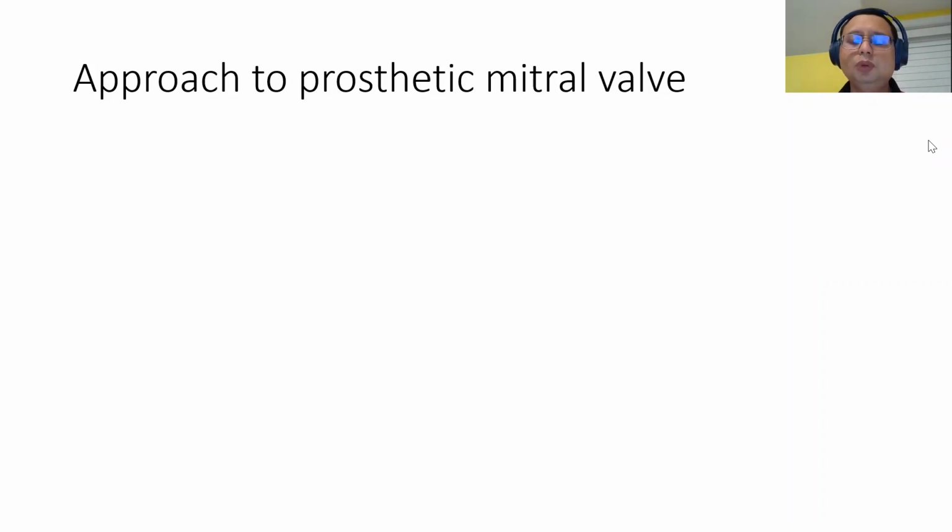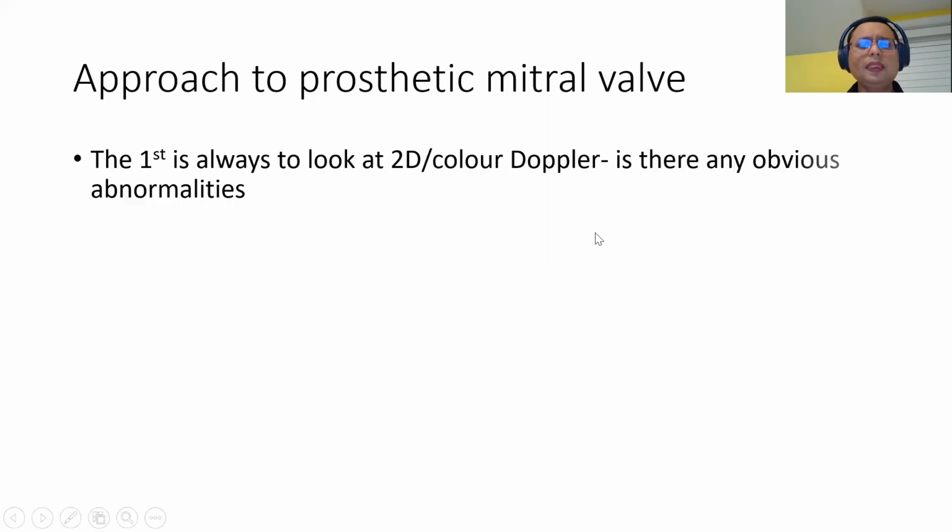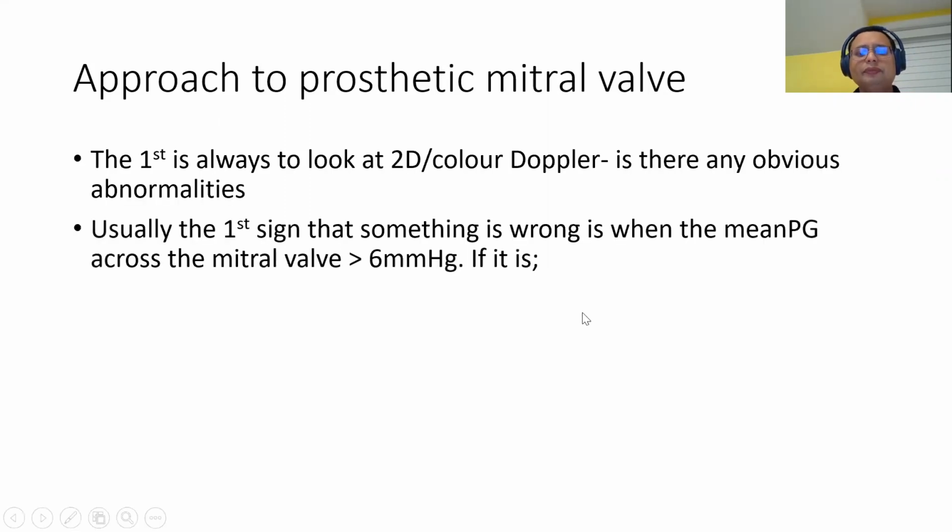Okay, and then after that, as opposed to prosthetic aortic valve, where you look at the velocity first, so if its velocity is more than 3 meters per second, then you start to think what is the type of dysfunction that you're looking at. In prosthetic mitral valve, there is no hard and fast rule, but what I would usually do is take a threshold of 6 millimeter mercury mean gradient. So if the mean gradient across the prosthetic mitral valve is more than 6 millimeter mercury, then I start thinking of problems of the mitral valve. So the first is look at 2D, and my threshold is mean gradient that is more than 6 millimeter mercury.